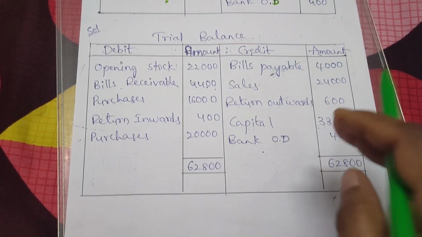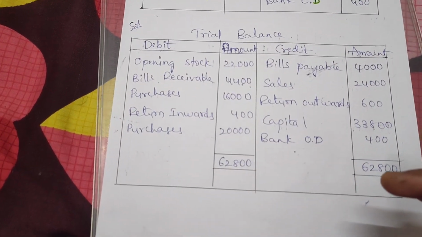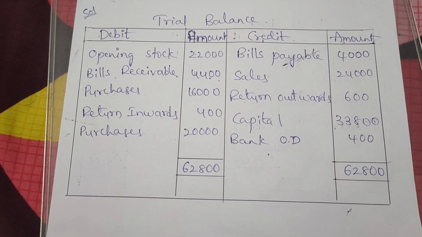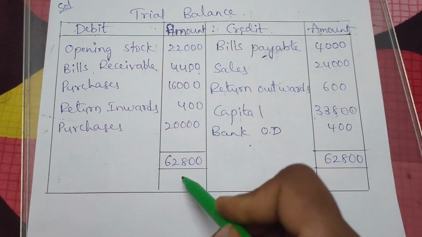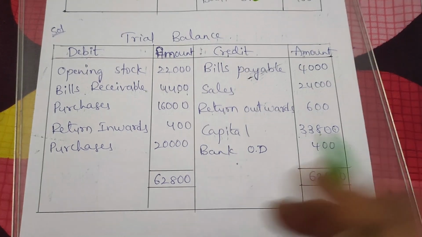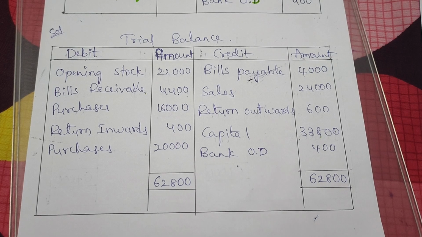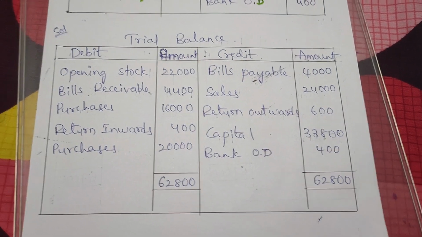Okay, and after finishing recording all these items, let us do totals. Debit total is 62,800. Credit side also 62,800. So both the sides totals are tallying. Hope this is clear for everyone. Let us discuss one more question.